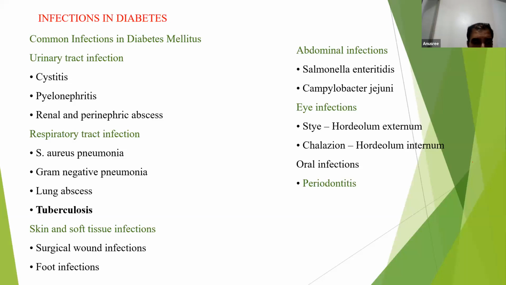So always think of tuberculosis when a patient presents with prolonged fever and PUO in a diabetic patient. Skin and soft tissue infections are common in diabetic patients. It may be folliculitis, carbuncle, paronychia, anything may be there. Surgical wound infection and foot infections are also common. Abdominal infections are common. Whenever we have a patient with recurrent stye and chalazion, always think of refractive error and uncontrolled diabetes. Oral infections should always be looked for because periodontitis is common in diabetic patients.